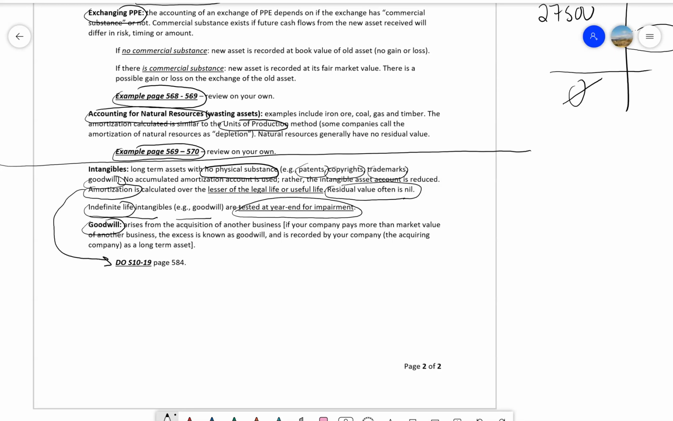What I want to do today to wrap up today's lecture is look at calculating amortization for a limited life intangible, an intangible that has a finite life. And to do that, we're going to look at Starter 10-19 on page 584. So turn to page 584, have a look at 10-19, and then once you read the question, then resume the video to go through the solution together.